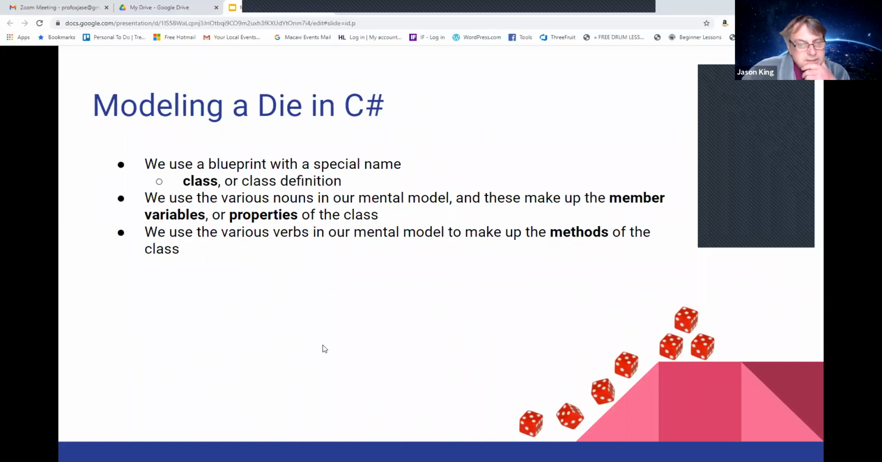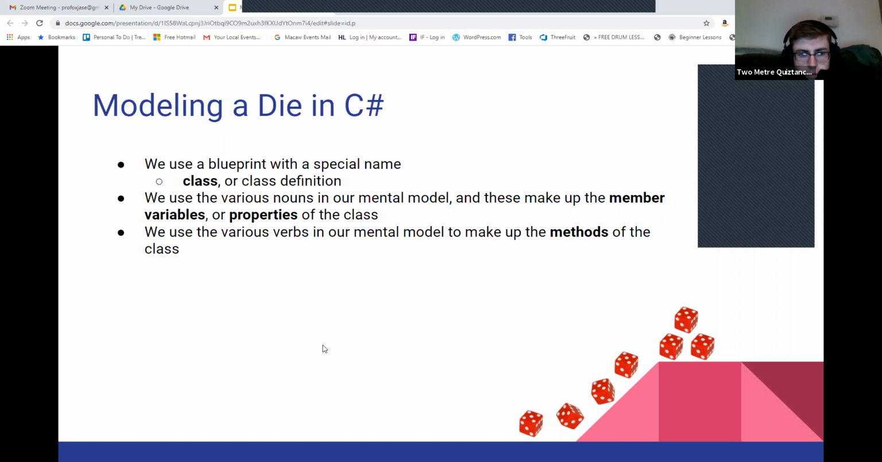So how are we going to model this in C#? We use a blueprint with a special name. You know what a blueprint is, right? I don't know if people see them much these days. I do have an image of one. The blueprint for a dice, or a die, or anything in C# is called a class, or a class definition.